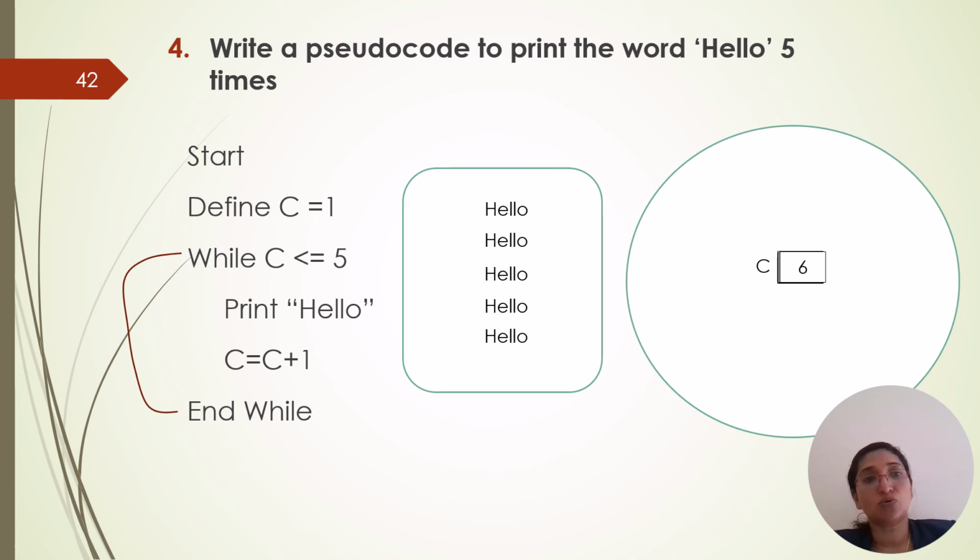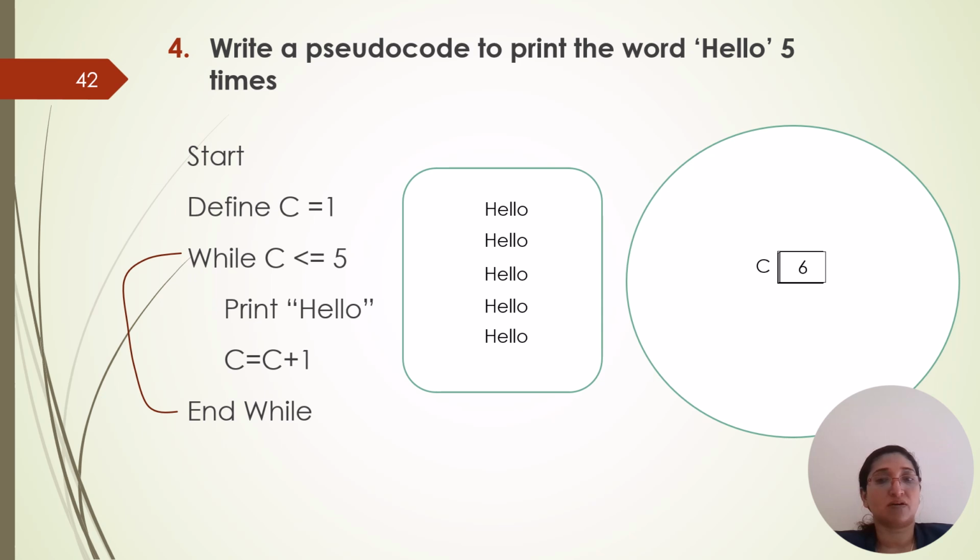And while you go up and check the condition. While C less than or equals to 5. It goes and checks your computer's memory whether the value for C is less than or equals to 5. Now C is 6. Is 6 less than 5? No. Is 6 equals to 5? No. Condition true or false? Condition false. If the condition is false, it executes the statement after end while.